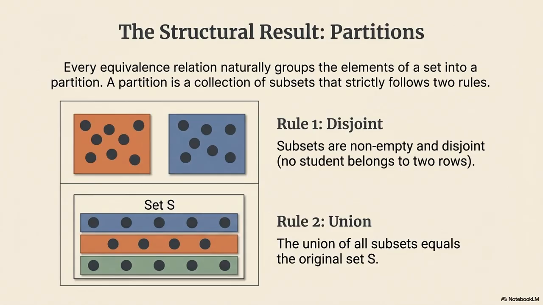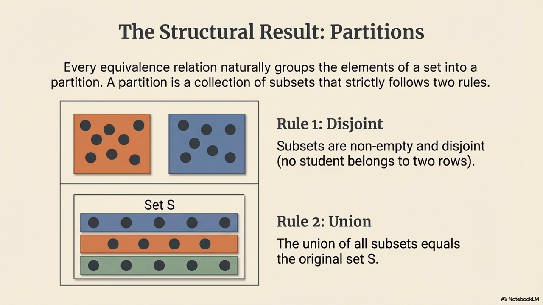Once we have an equivalence relation, the set naturally breaks into a partition. A partition is a collection of subsets called blocks that are non-empty, pairwise disjoint, and whose union gives back the original set S. Rule 1 on this slide is disjointness. No element appears in two different blocks. Rule 2 is union. Every element of S appears in some block.